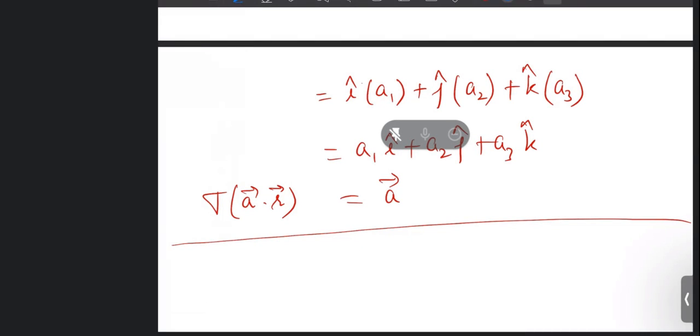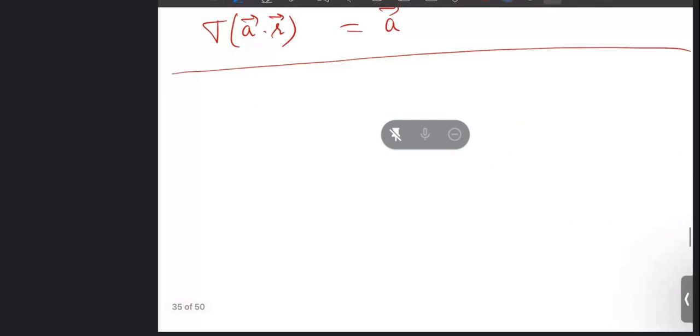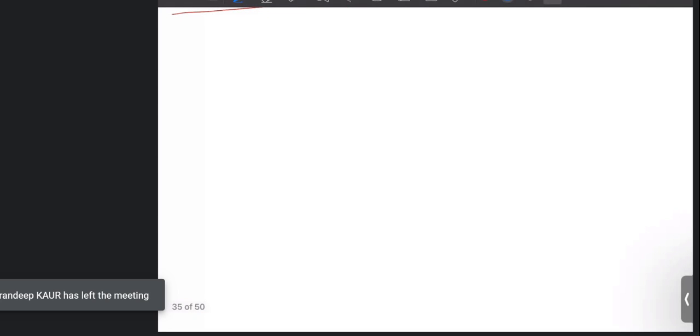Now next एक आधा एग्जाम्पल हम उसका लेते हैं डायरेक्शनल डेरिवेटिव का. Let us consider the example for the directional derivative.